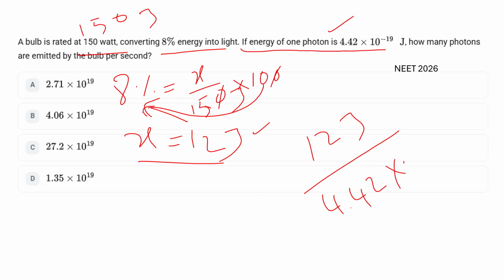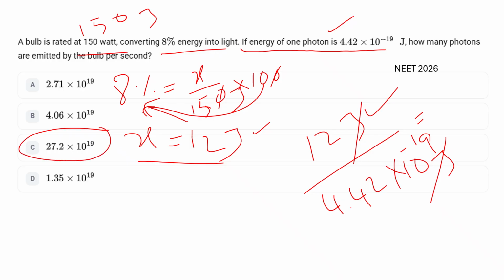12 divided by 4.42 into 10 to the power minus 19. Energy of total photons over energy of one photon, joule gets cancelled, so you will directly get the number of photons. If you divide these two, you will get 27.2 into 10 to the power 19. So this many photons are present in the 12 joule of energy.